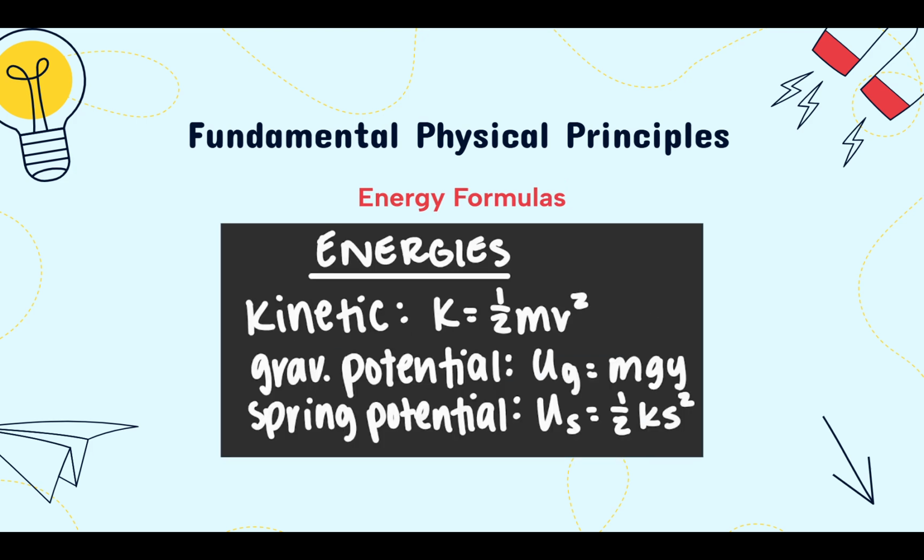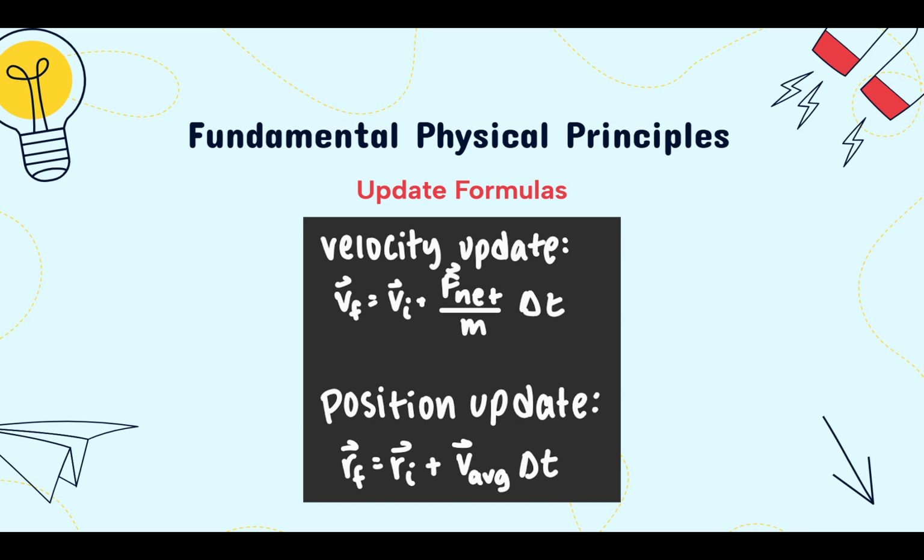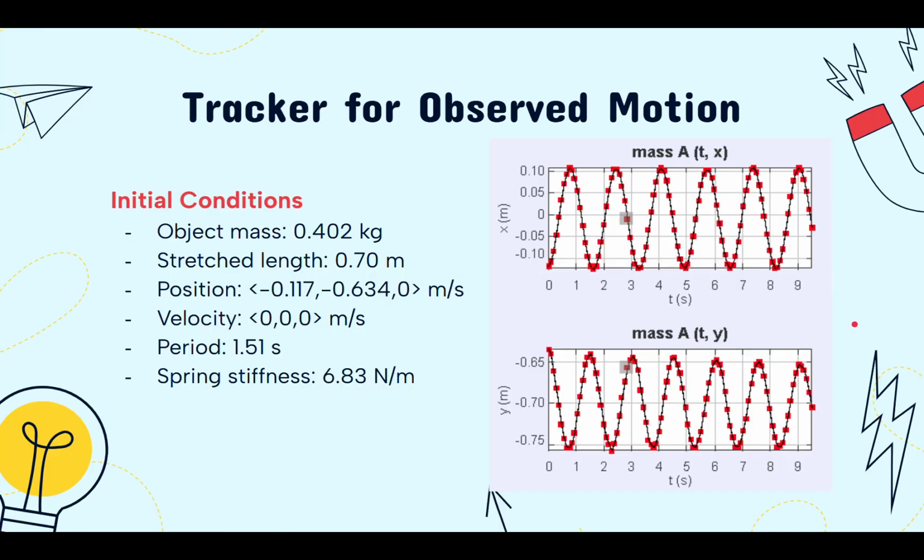And here are the formulas for the three different types of energy present, and also the update formulas. Both derivations from Newton's second law were used in the computational model to update both velocity and position. I used a short video to track the observed motion using the Tracker software.